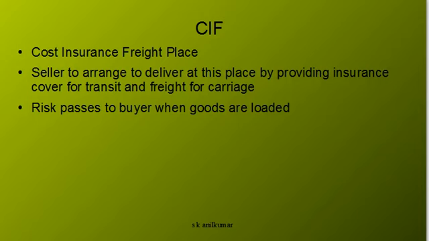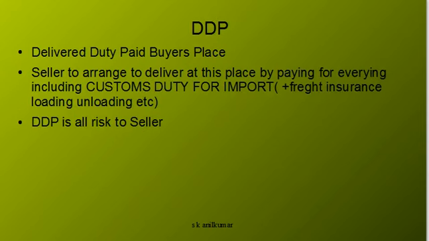Seller arranges to deliver at this place by providing insurance cover for the transit and freight for the carriage. But he need not carry, he just needs to hand it over to the carrier at his port. The risk passes on when the goods are loaded onto, for example, the ocean-going vessel.